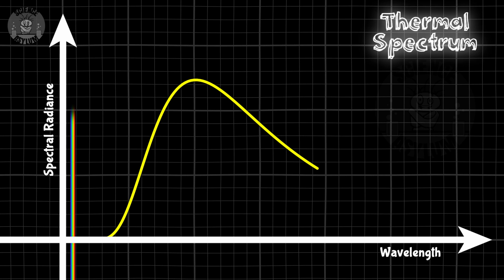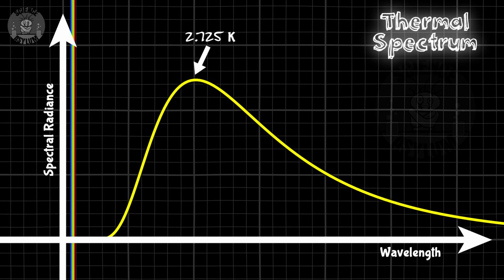The universe is much bigger and much cooler. Now, it peaks in the microwave range. That corresponds to a temperature of 2.7 Kelvin. It's still a thermal spectrum, just a much colder one.